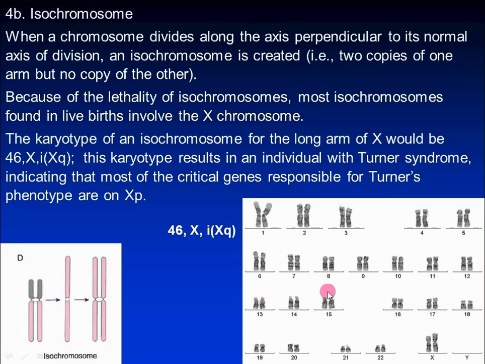Here is a karyotype of isochromosome for the long arm of X, as shown here. This karyotype results in an individual with Turner syndrome. This person has 3 long arms and 1 short arm of the X chromosome, but the person still has Turner syndrome, indicating loss of 1 short arm is responsible for the phenotype seen in Turner syndrome in this person.